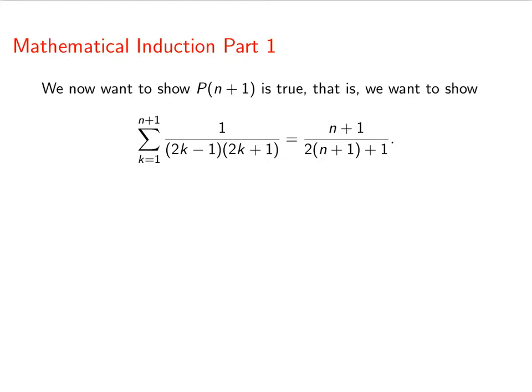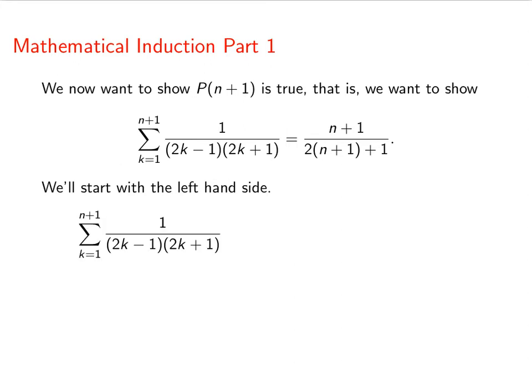So now the integer sum that we want looks like this. On the left-hand side, we're stopping at n plus 1, and on the right-hand side, instead of n over 2n plus 1, we're going to have n plus 1 over 2 times (n plus 1) plus 1. Let's go ahead and start with the left-hand side. We'll manipulate that and try to get to the right-hand side. Along the way, we'll mark clearly where we use our inductive hypothesis.